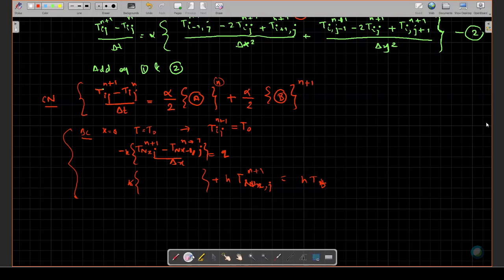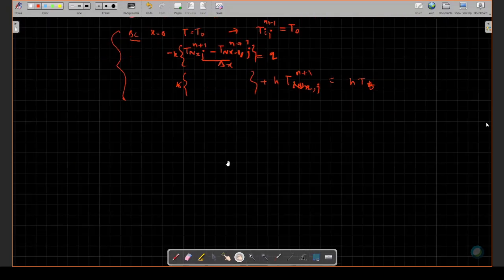Now for this particular scheme, the order of accuracy is delta t square, delta x square, delta y square. Okay, and you have to prove this. Homework is, you have homework, prove this. To prove this, I am giving you a hint. What is the hint?